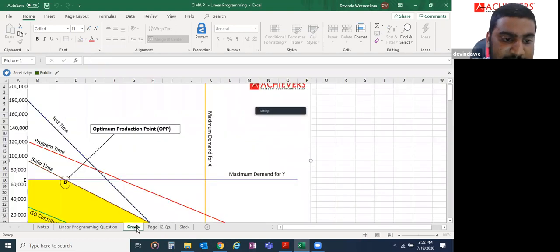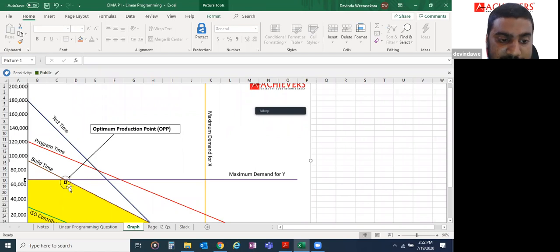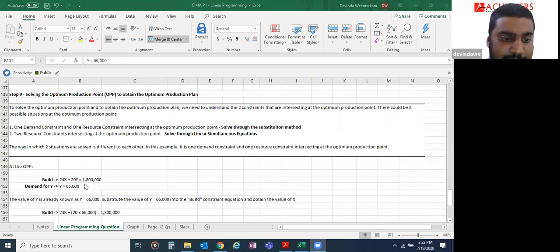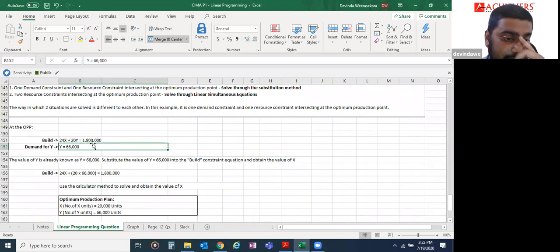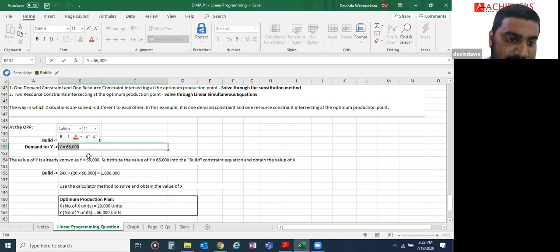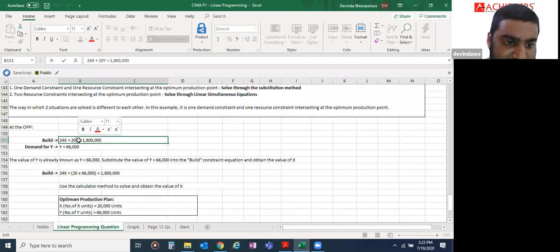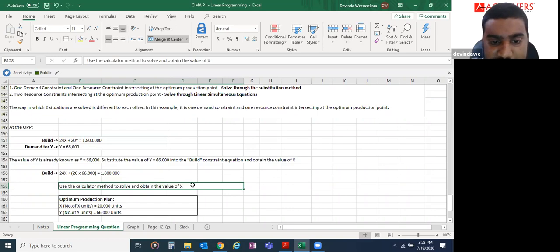Why did we take Y equal to 66,000? Because in the graph, the optimum production point fell on build time and maximum demand for Y. Therefore we took Y equals 66,000, and since we know that, we substitute it into this, and when we do, we get the value of X. Hope that is clear. Don't make that mistake.